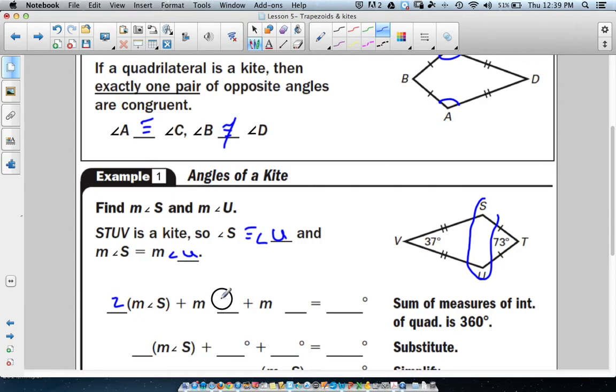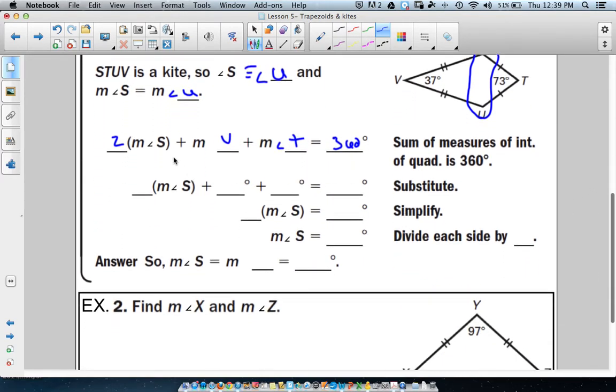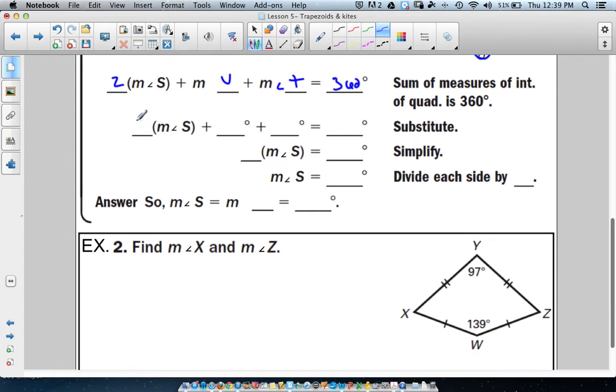Measure of angle V plus measure of angle T plus the two angles equals 360. We know it's a quadrilateral because it has 4 sides, so it equals 360. So once again, we have that 2x up here, and this is 37, and this is 73, for 360. Now these two add up to 110, so we can subtract them. So this is 250, and this is 2x still. Now we can divide this by 2, we get 125. So measure of angle S equals measure of angle U, which equals 125.